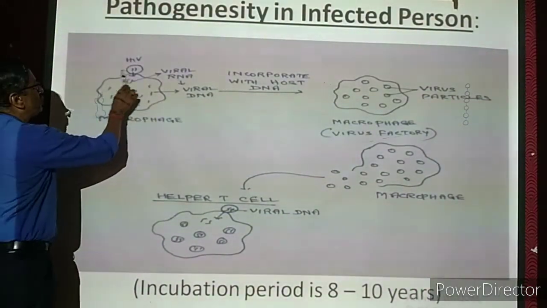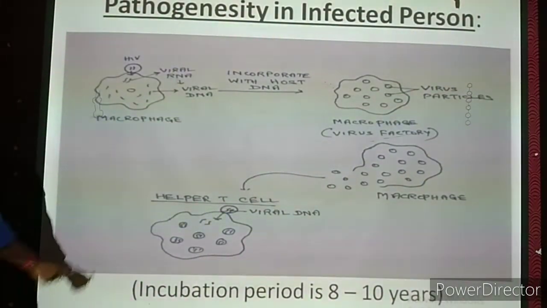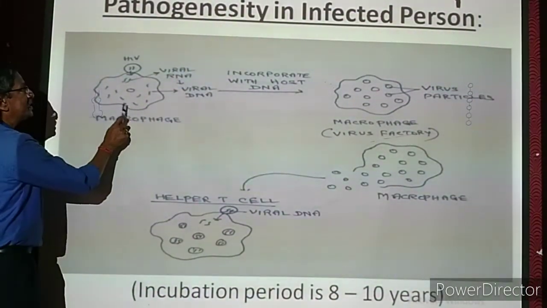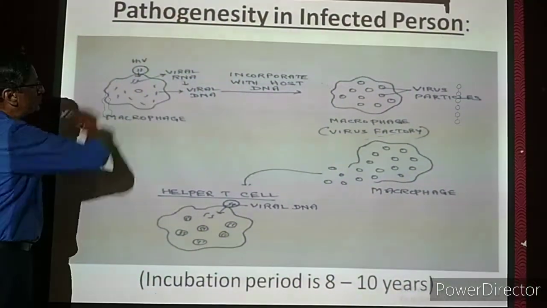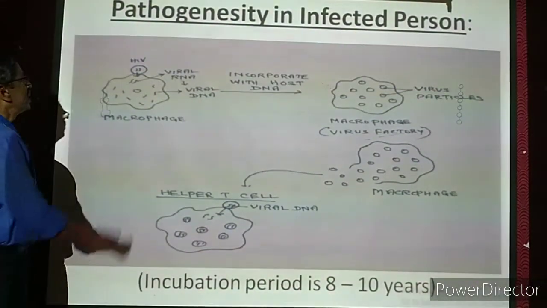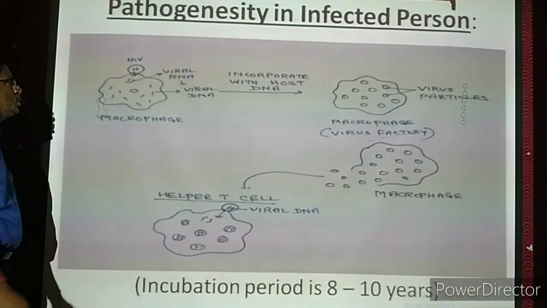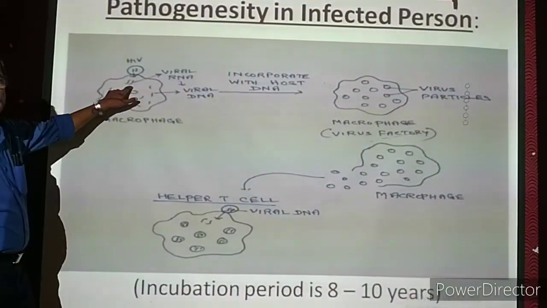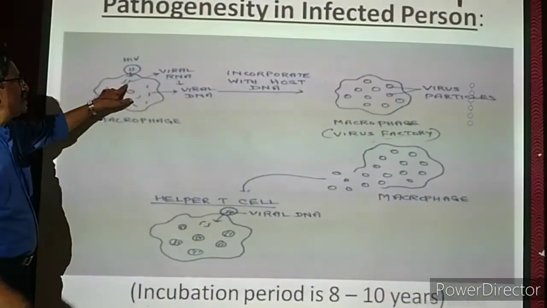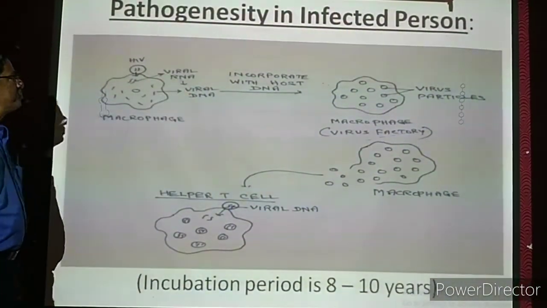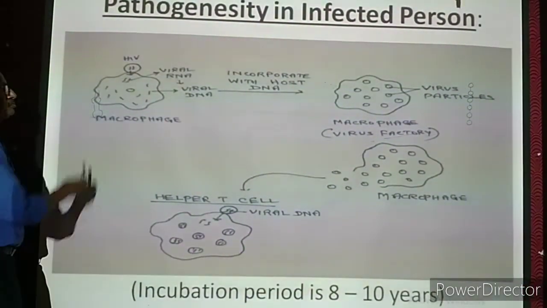Now this is the macrophage. Just before, we have studied that they are present inside the macrophages. Macrophage is a white blood cell, it is our white blood cell. One HIV is coming and touching this macrophage, surface to surface, they are touching each other. Then the HIV transmits only the viral RNA into the macrophage cytoplasm. Now how many strands of RNA will be there? Two strands. Both the strands will come inside. So viral RNA will enter into the cytoplasm of the macrophage.